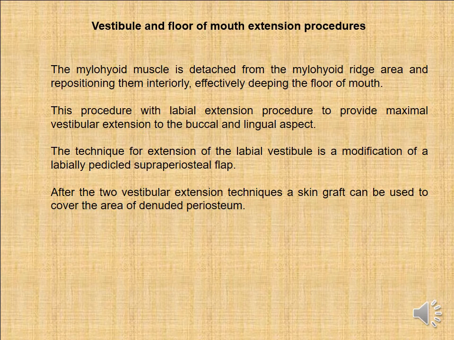And we have another technique called vestibule and floor of mouth extension procedures. The mylohyoid muscle is detached from the mylohyoid ridge area and repositioned, effectively deepening the floor of the mouth. This procedure is combined with the labial extension procedure to provide maximal vestibular extension to the buccal and lingual aspects. The technique for extension of the labial vestibule is a modification of the labially pedicled supraperiosteal flap. After the two vestibular extension techniques, a skin graft can be used over the area of denuded periosteum.